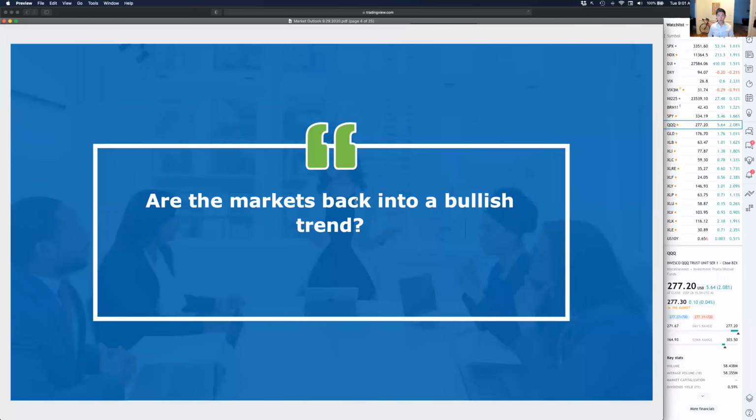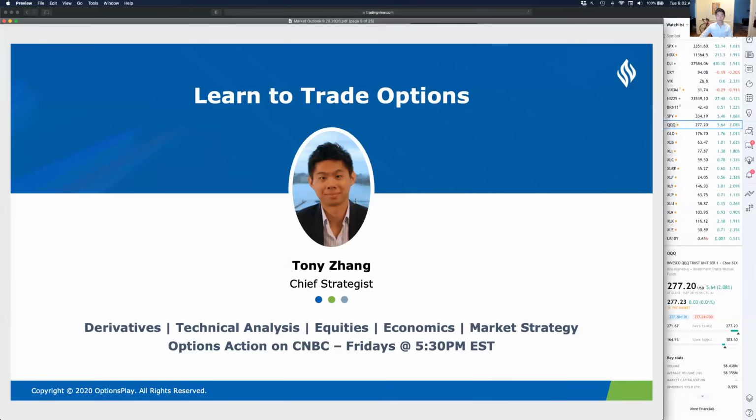So the primary question that we've been getting over the past couple of days is really, are the markets back into a bullish trend? We certainly have seen a lot of strength over the past 3 trading sessions, Thursday, Friday, Monday. We've seen a bit of pause on today's open. So, is this just a pause before we continue moving higher, or is this a bit of a bear market rally? So let's take a look at the global markets and hopefully help you answer those questions.